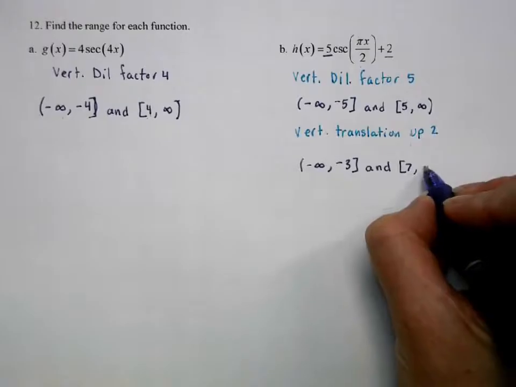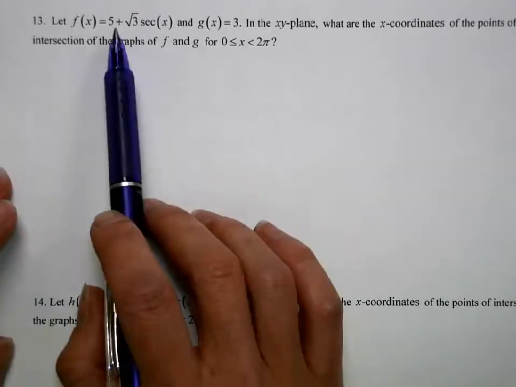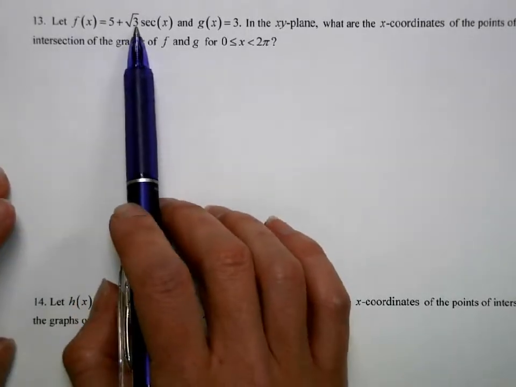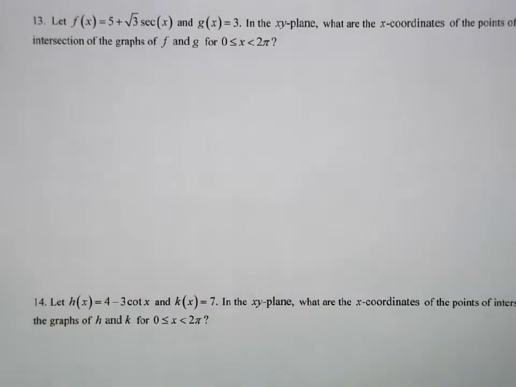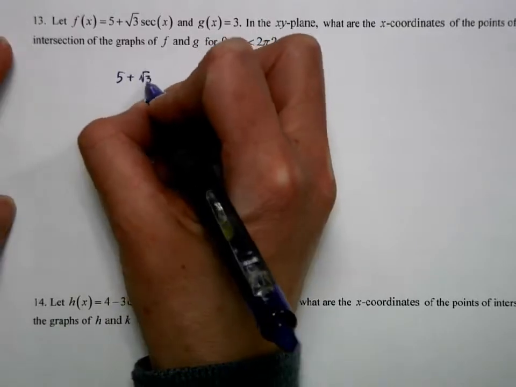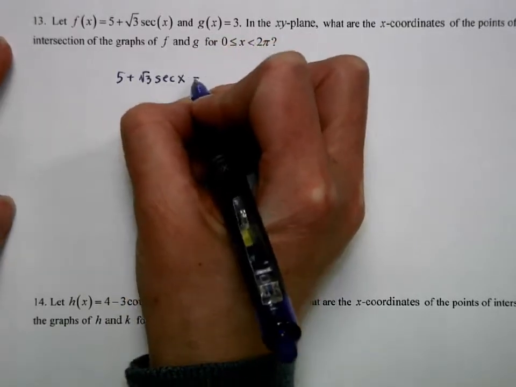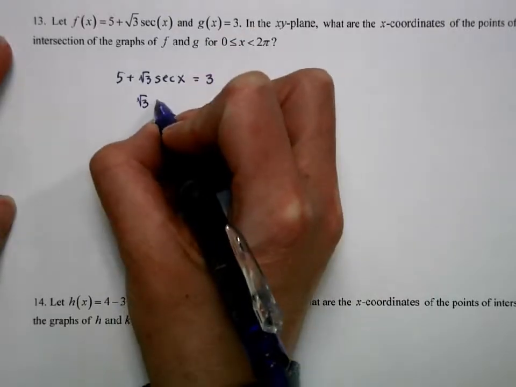We did some equations earlier with sine and cosine, but we can also have equations with our other trig functions as well. So here I've got f of x is 5 plus root 3 secant x, and g of x is 3, and I want to know where we have our intersections, aka when are they equal. Okay, so I'm going to subtract 5. 3 minus 5 is -2.